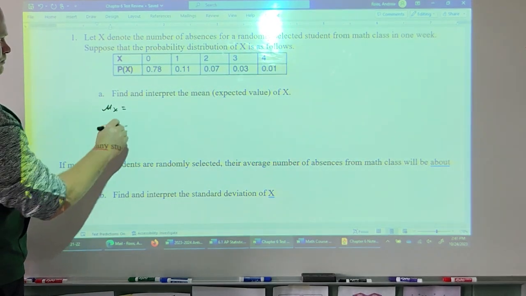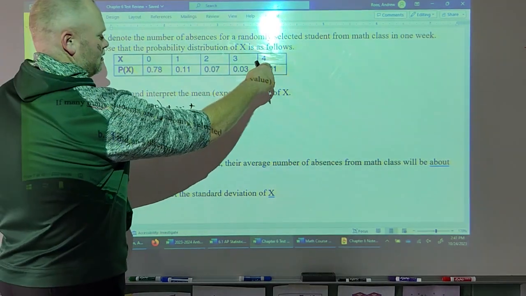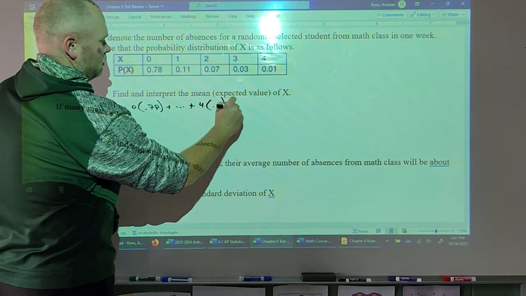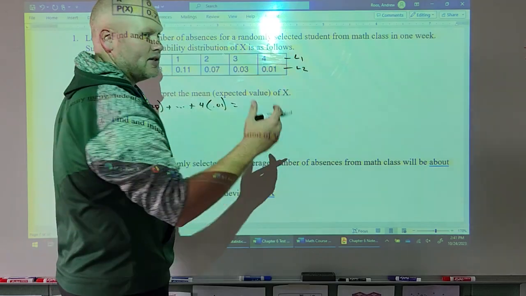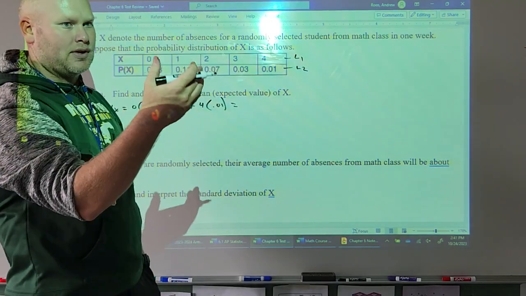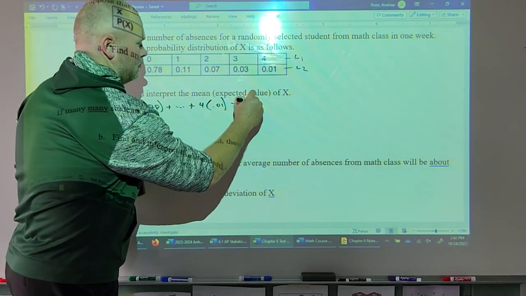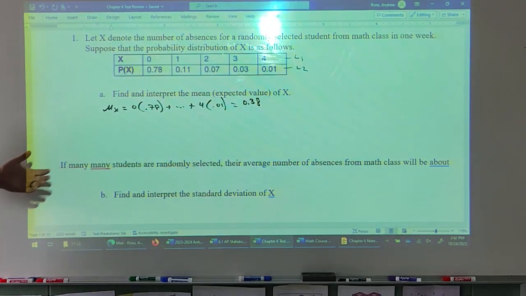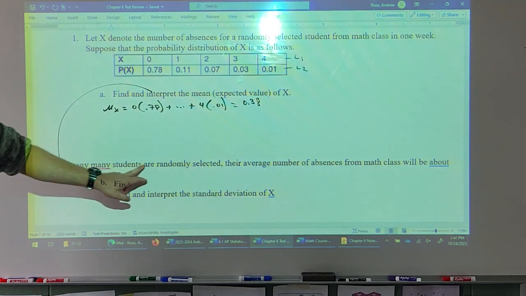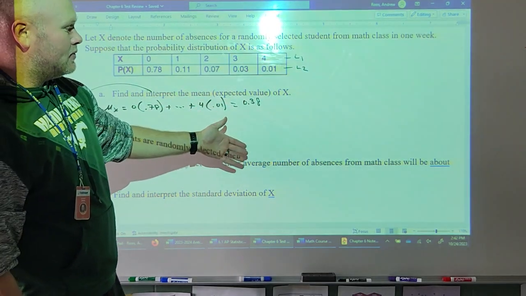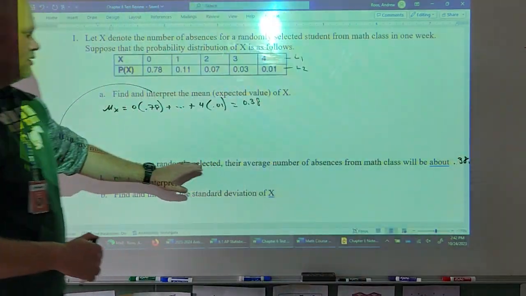So mean of X, 0 times 0.78 plus plus, and then show the last calculation. Then you can do the behind the scenes work of putting that into list 1, list 2, doing one of our stats, L2 is the frequency list, to get the average of 0.38. Now what does that mean? So this is the interpret piece. If many students are randomly selected, their average number of absences from math class will be about 0.38. So that's the interpretation piece.